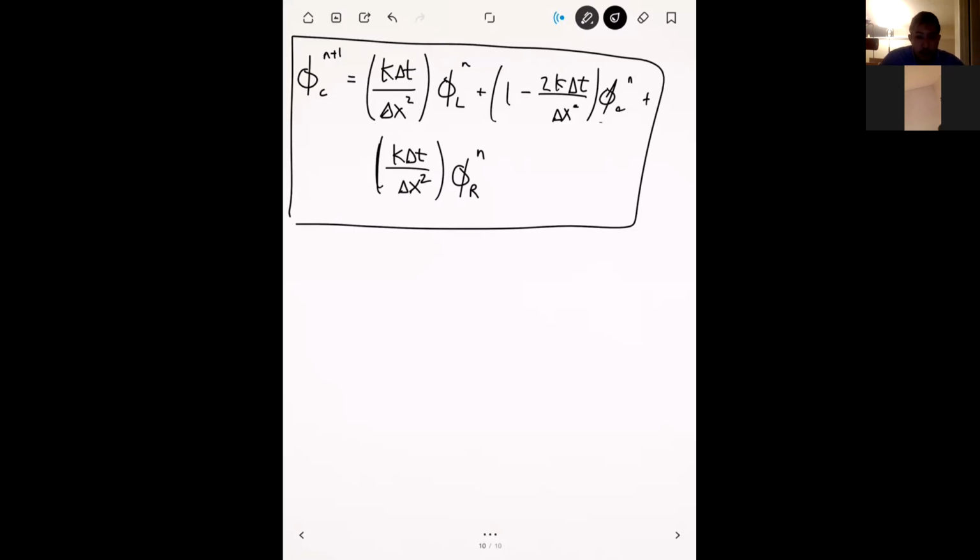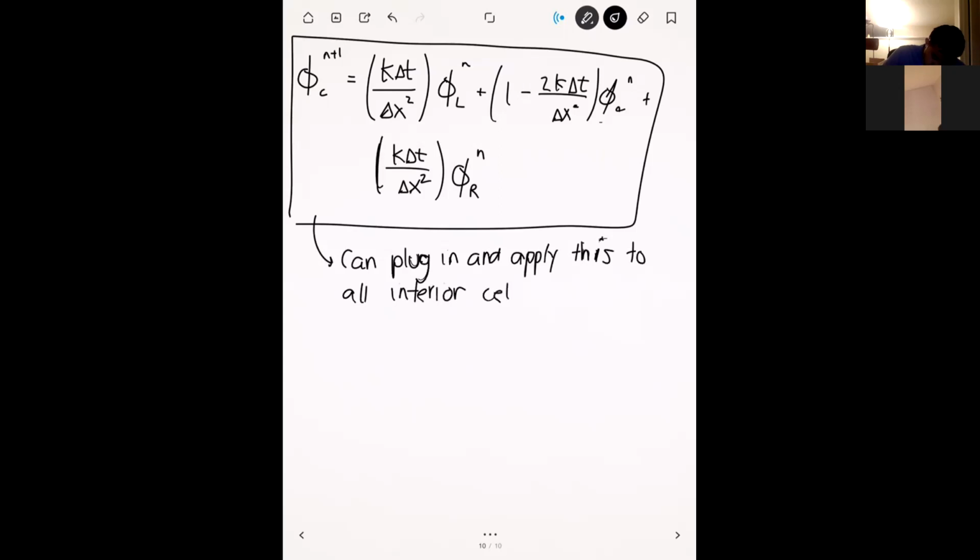And so this is an equation that we can just directly apply to all cells that have a left and right neighbor, okay? And so in particular, for this problem, since we are working with 5 cells, this is going to be for cells 2, 3, and 4. But for the other cells, we have to apply our boundary conditions.